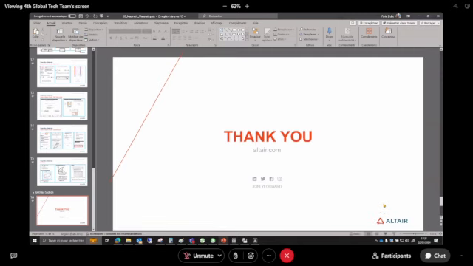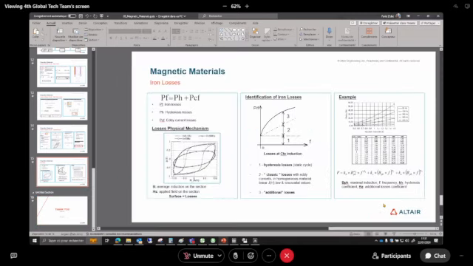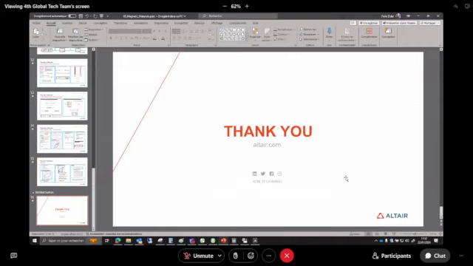There is another model called the loss surface model, developed by our partner laboratory, G2Elab. This is also based on measurement. But so far in Flux Motor, the Bertotti model is what we use.